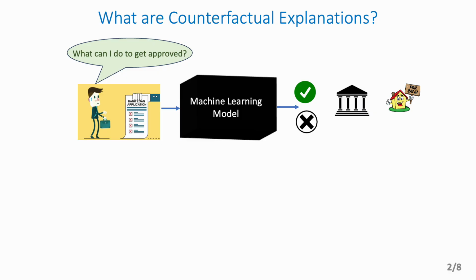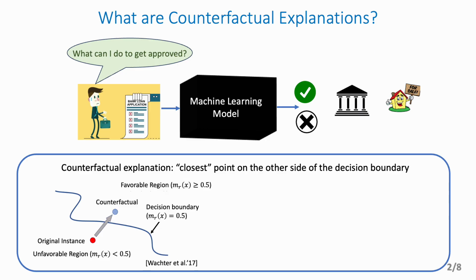Counterfactual explanations provide the minimum change that the applicant needs to make to get accepted. They are the closest point on the other side of the decision boundary.